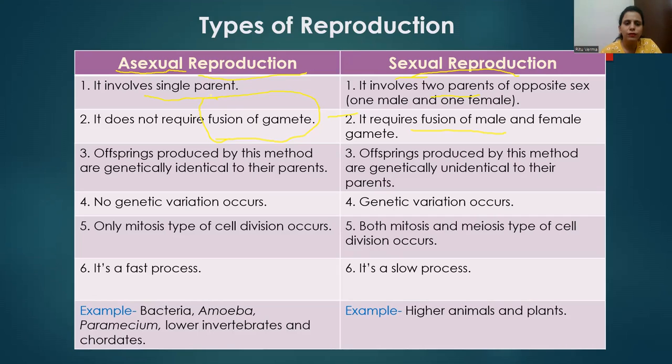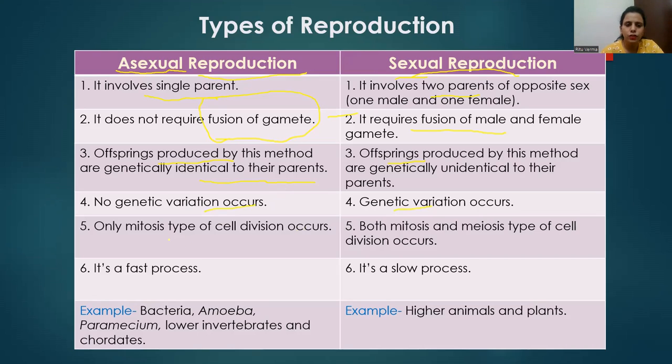Then we have the third point, which is that offsprings produced by the method of asexual reproduction are always genetically identical to the parent. I have already told you in the previous slide that there's no genetic variation, and in detail about genetic variation, we'll learn in chapter number 5. In case of sexual reproduction, the offsprings produced are genetically unidentical. They're genetically different from their parent. And you can logically think about this because in sexual reproduction, two different parents are involved. In asexual reproduction, no genetic variation occurs, and here genetic variation occurs.